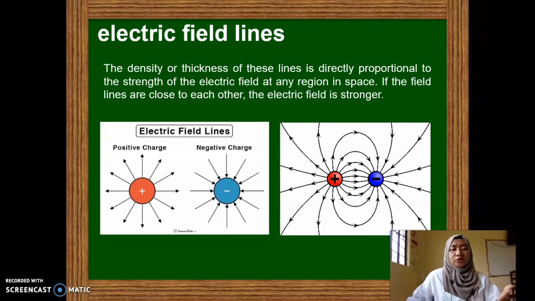Okay, that's how you are going to solve for the charges or the electric force of the different charges, considering the distance between them. Now let's proceed to electric field lines.